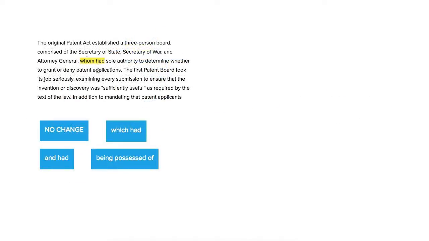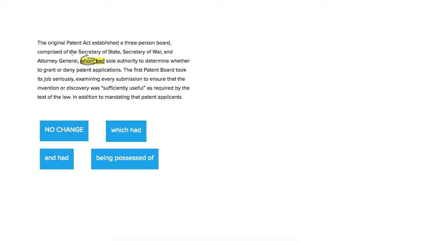This question is dealing with relative pronouns. That's just a fancy way of talking about words like whom, who, and which. The first question we want to ask when dealing with relative pronouns is, what is it referring to, or what is its antecedent? From now on, I'm just going to call what it's referring to its antecedent.